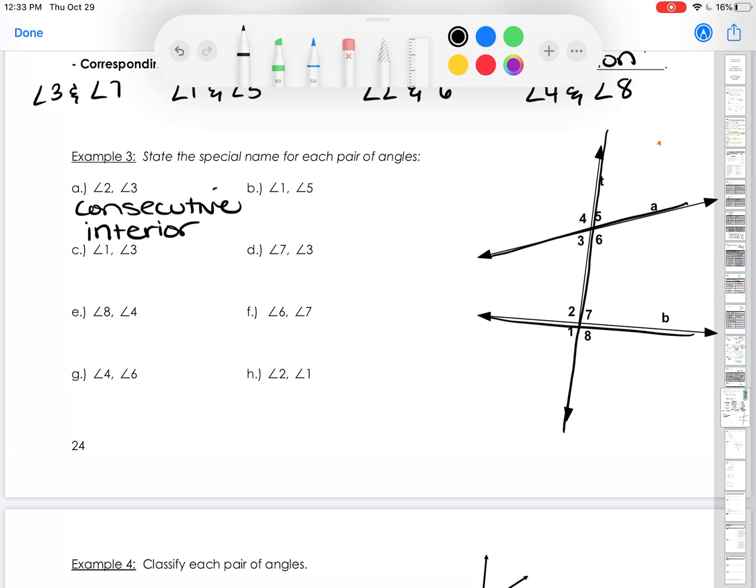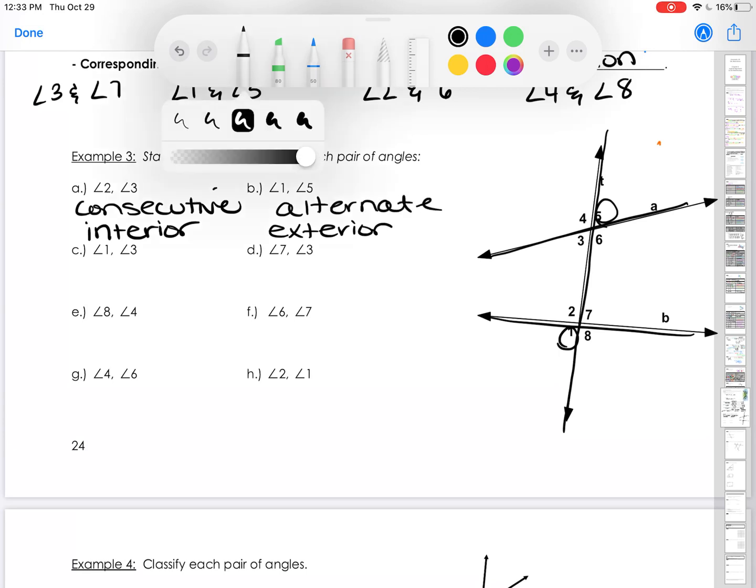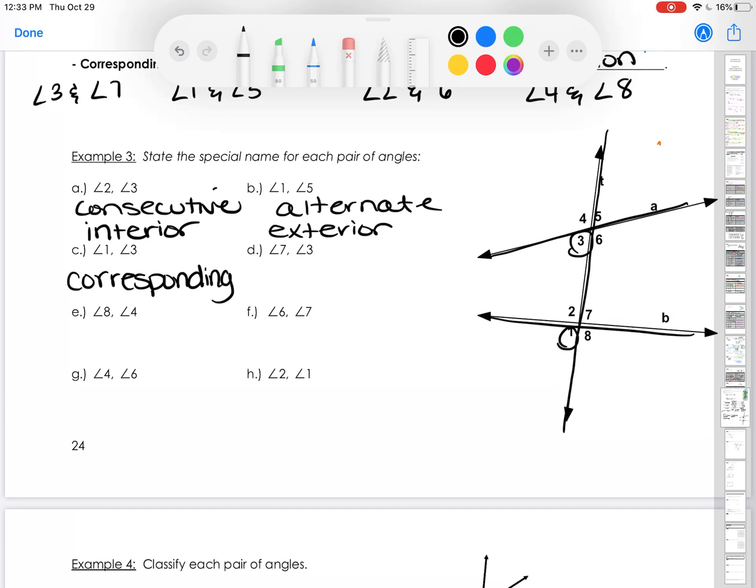Angle 1 and angle 5. They are both exterior angles. They're on the outside, and they're on alternate sides. So they are alternate exterior angles. The next we're going to look at is angle 1 and angle 3. They're both in the same relative position out of their groupings. They're both in the bottom left corner of their group of 4. So they are corresponding. They are in the same position.